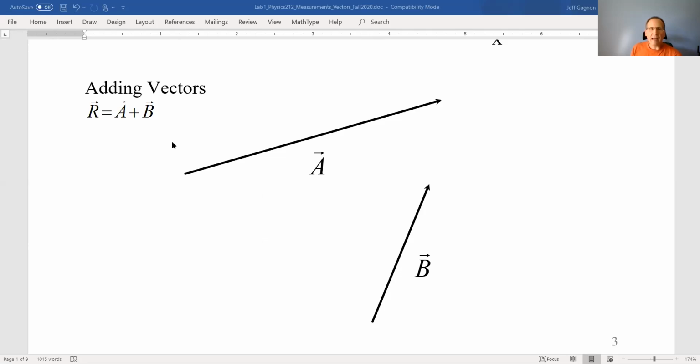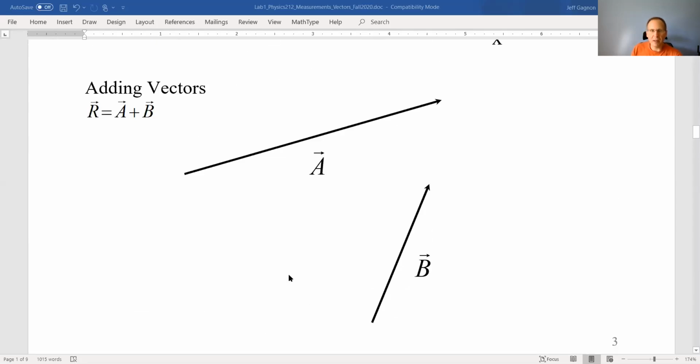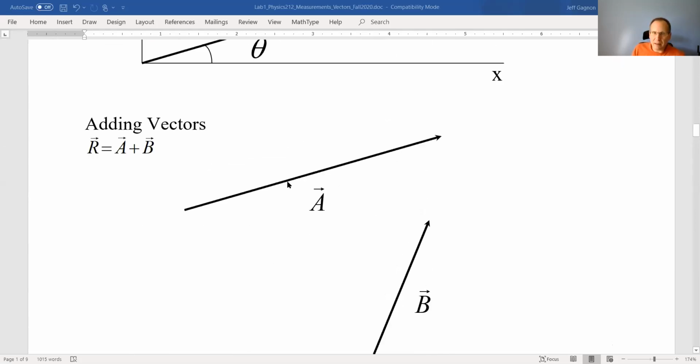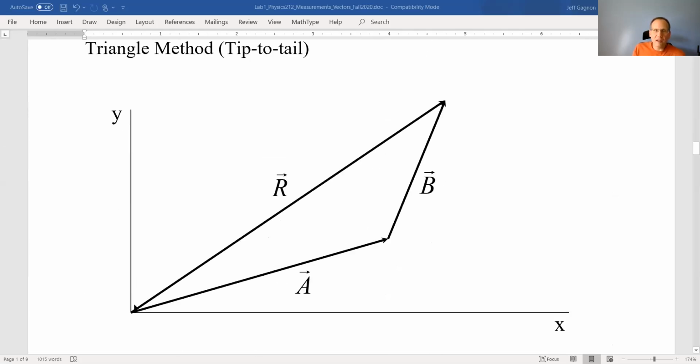So if I wanted to add these two vectors together, there's a couple of different techniques that we can use. The one that we're going to focus on is called the triangle method. You can think of it as sort of the tip to tail method. What you do is you start by taking that first vector, in this case vector A, and I'm going to slide it so that the tail of A is at the origin of my coordinate system. So I just slid it down, right? It has the same length, the same orientation, but now the tail is at the origin of the coordinate system.